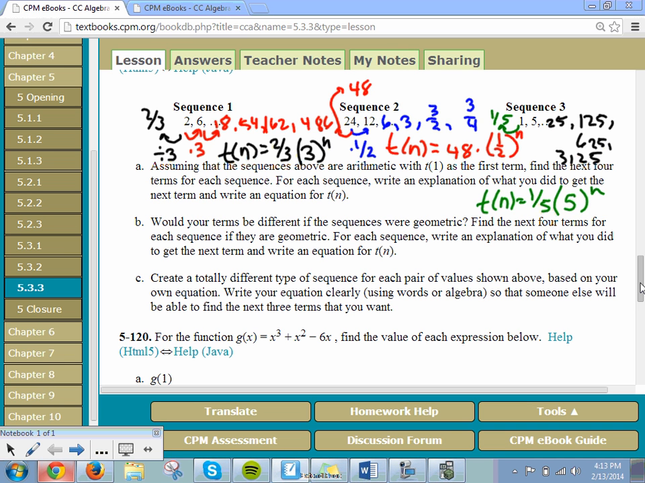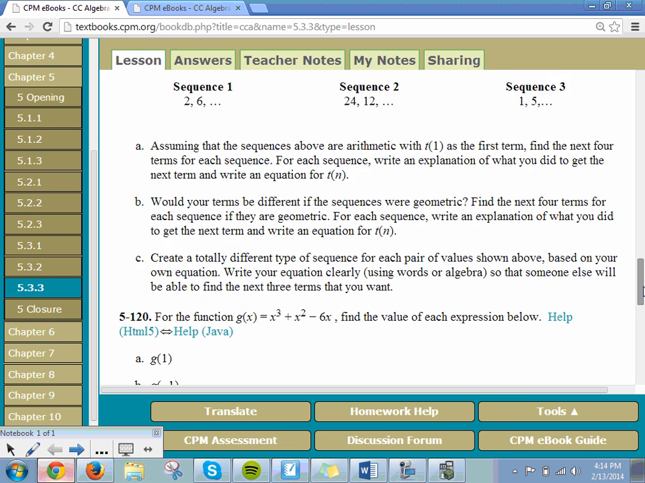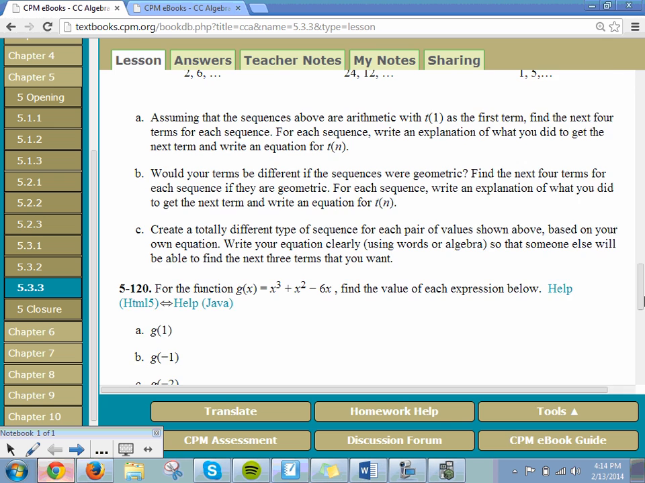Then lastly in C, it asks us to create a totally different sequence for each pair of values shown above based on your own equations, right? The equation clearly using words or algebra so that someone else will be able to find the next 3 terms. So for this one, you're just making up your own sequence and figuring out the pattern and writing the equation so that you could do it. So just make up another one.